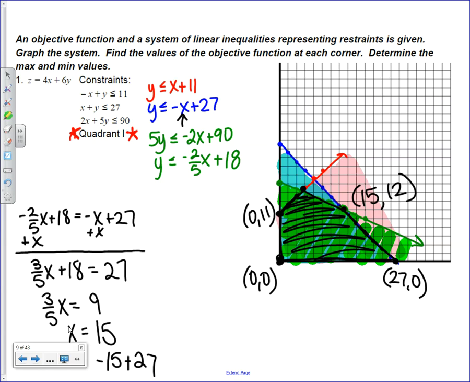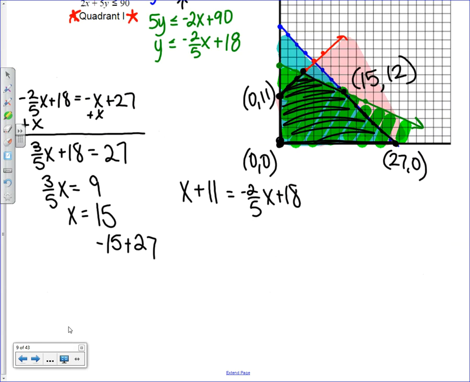Okay, then we have this point right here where it looks like the red line and the green line cross. So we're going to do the same thing. I'm going to take the red line and set it equal to the green line, because I'm trying to figure out where they are crossing. So in order to solve this, I'll add that 2/5 over. So this will be 1 and 2/5 x. Then I'll subtract that 11 over, which will give me 7. Then I'll divide by that 1 and 2/5, and that'll give me an x of 5.